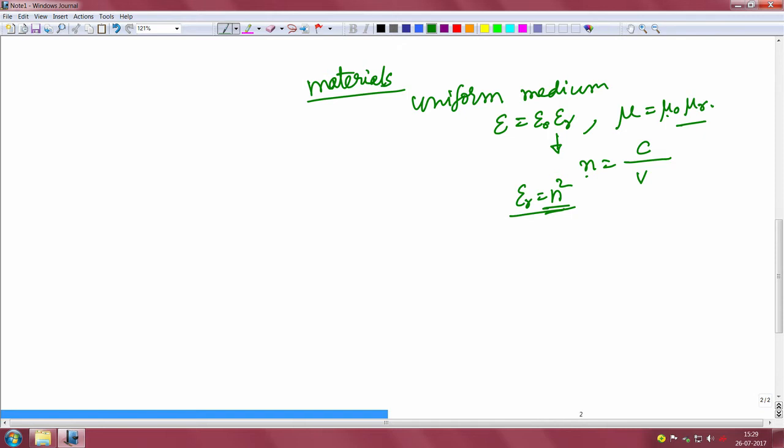So, if the media properties are varying at various points, we can say that the refractive index is a function of the point where we are observing, like in the case of scattering problems, where we have the refractive index of the medium varying everywhere. A typical example of a material with uniform refractive index is glass.